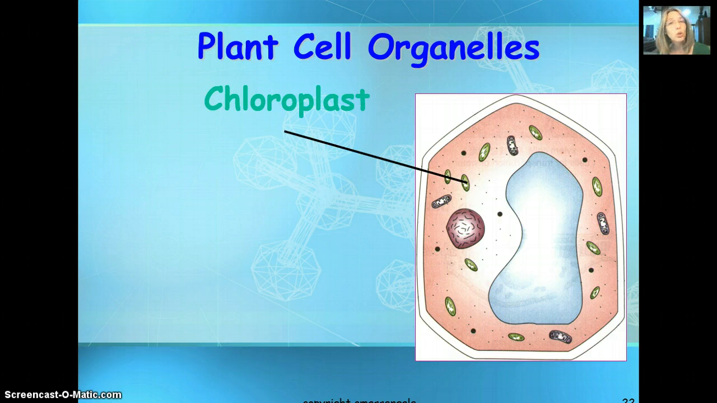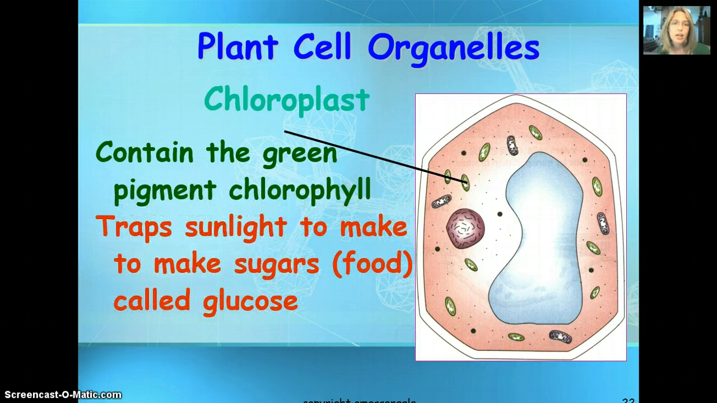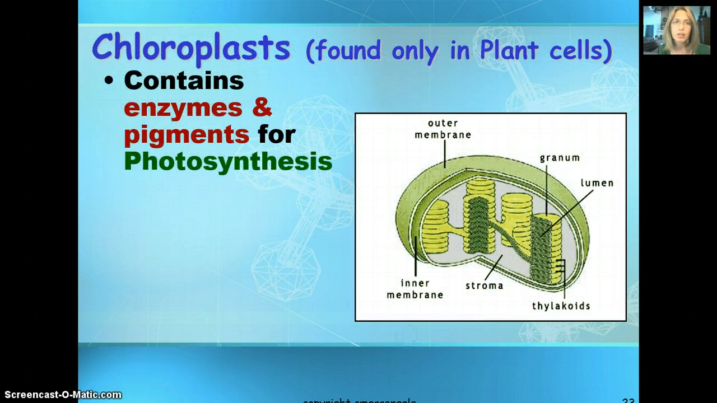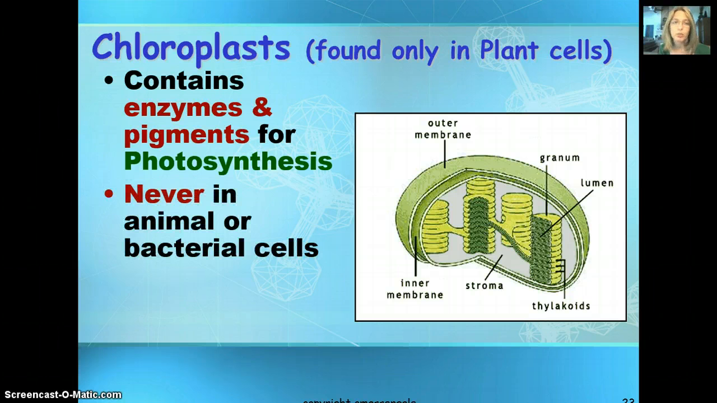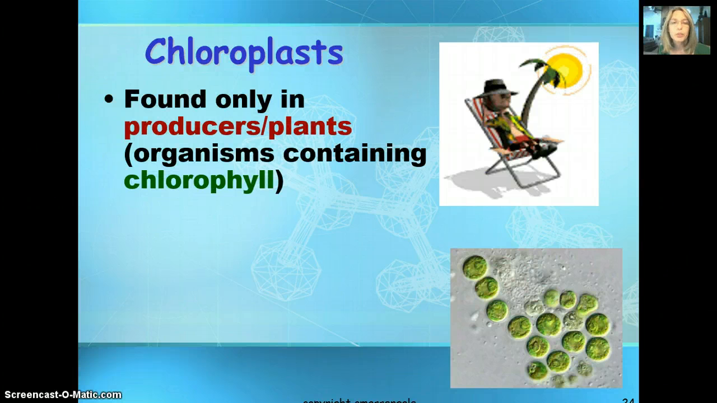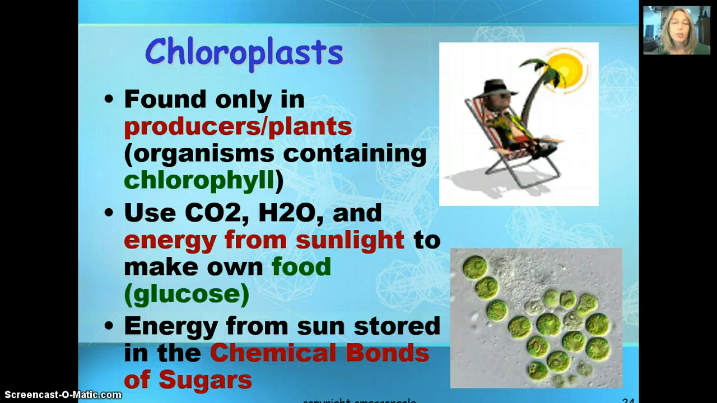Only plant cells have chloroplasts. Chloroplasts are filled with green chlorophyll, and chlorophyll traps sunlight to make sugar, which is kind of food, specifically glucose, in a process called photosynthesis. Remember that only plant cells have chloroplasts, not animal cells. So producers or plants have this chlorophyll that takes in carbon dioxide and water and sunlight to form glucose, a type of sugar, which stores the energy from the sun in its chemical bonds.